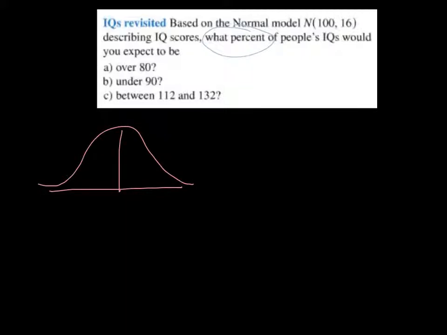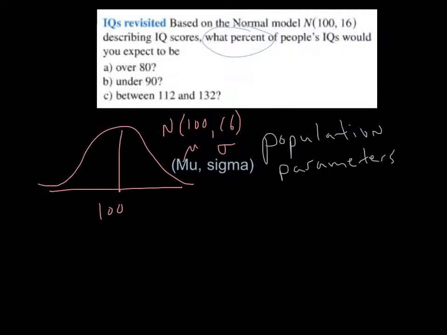I always put my mean in the picture, right? I draw a rough sketch of the normal model. I put in all of my parameters. Remember, this is my mean and this is my standard deviation. And just for the record, these are population parameters: this is the symbol mu, and this is the symbol sigma. So mu and sigma are our population parameters. So 100 and 16 are my population parameters.